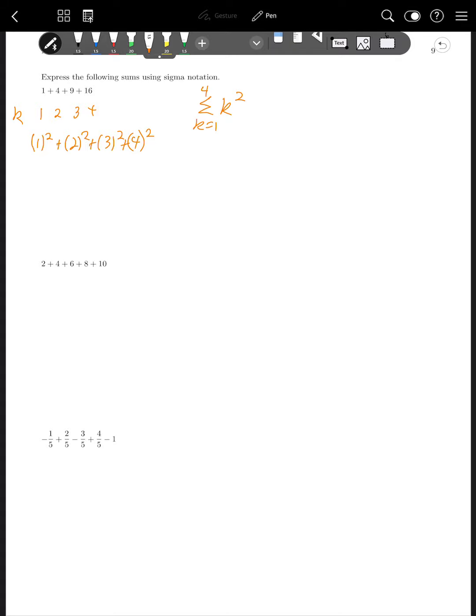Okay? And so there's the idea. So if you wanted to at this point, you could pause the video and try the other two. And then when you hit play, we'll go through them together. Okay? So then for both of these, we should notice that there are 5 terms. So we're going to look at k equals 1, 2, 3, 4, and 5. And then our sum notation for both of them would be k equals 1 to 5.